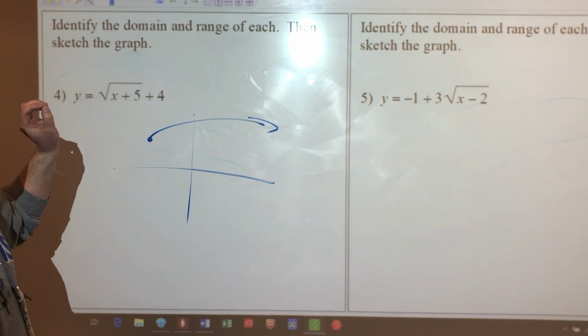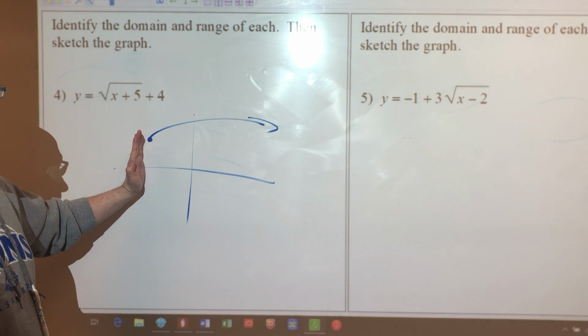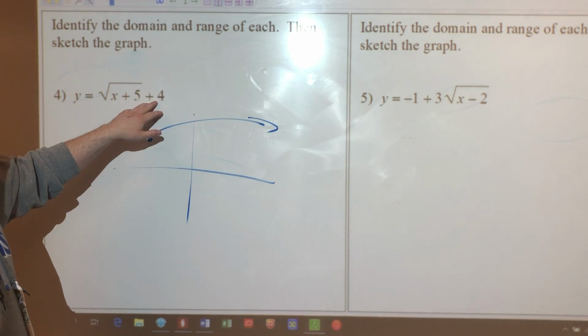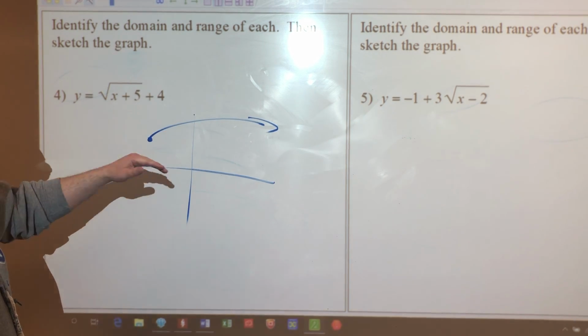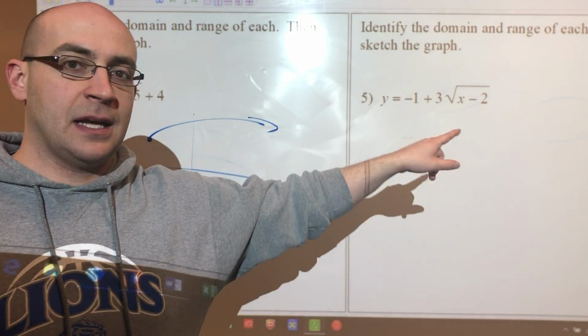So the domain here would be, since it's left 5, bracket negative 5, positive infinity, and since it's up 4, the range would be bracket 4, positive infinity. That one's a mess. I don't want to do that one. Bye.